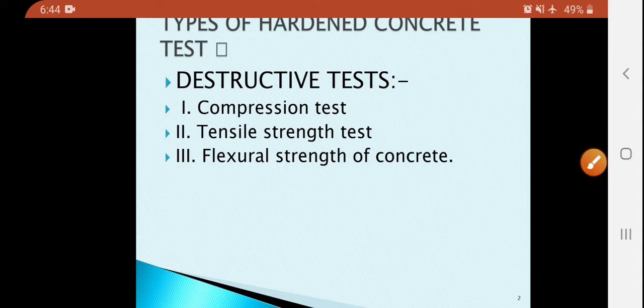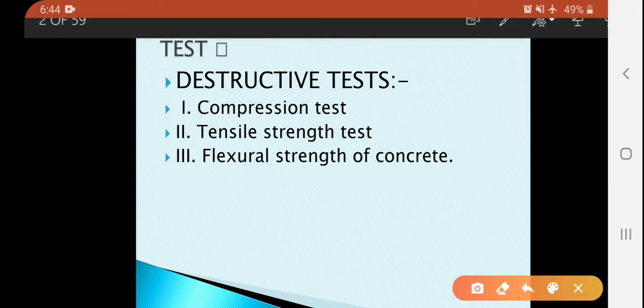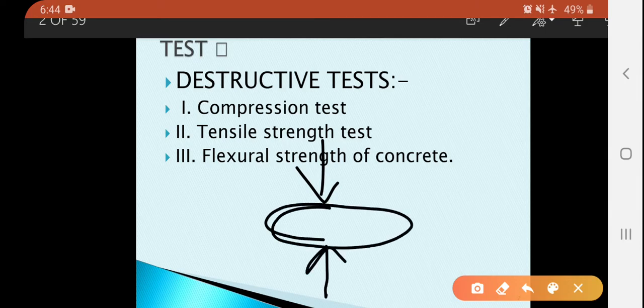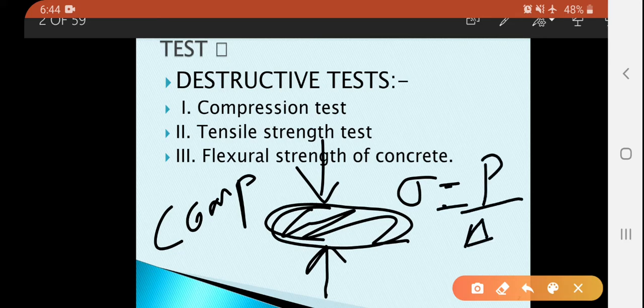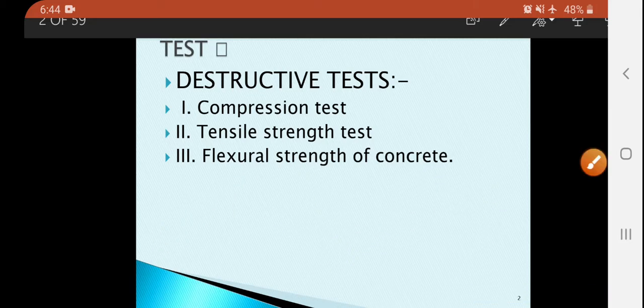So what do you mean by compression test? We know whenever two forces are acting towards each other, the center portion of the area is subjected to a compression zone. This is known as compression. Compression can be expressed in terms of stress, that is sigma equals P by A. Let us see in the next slide.